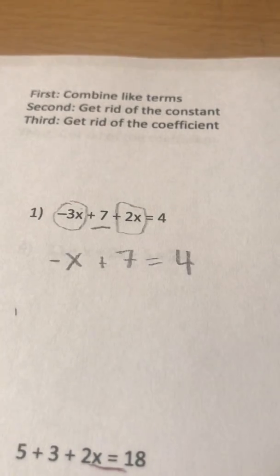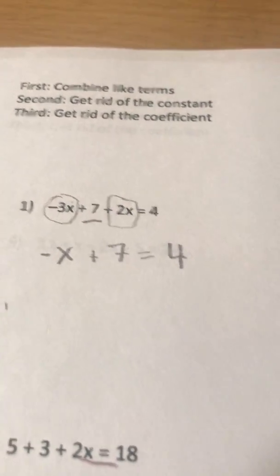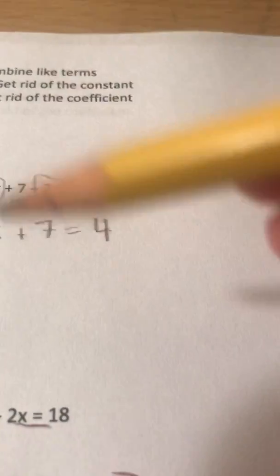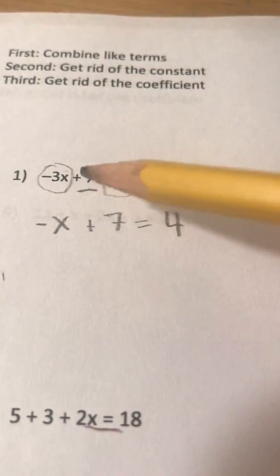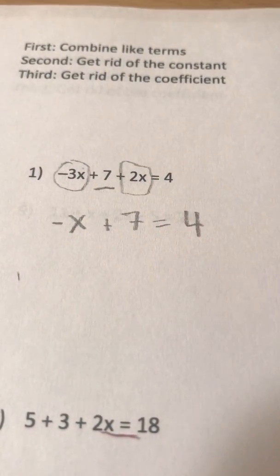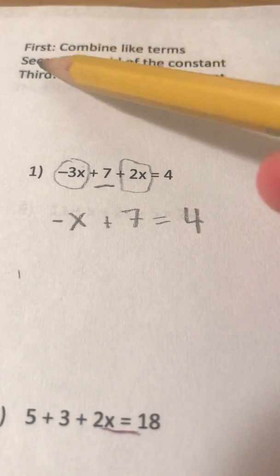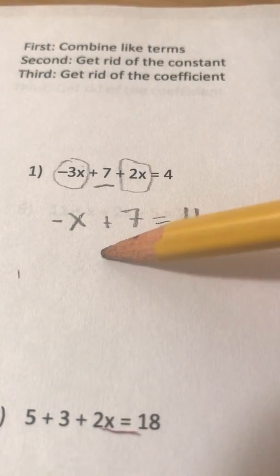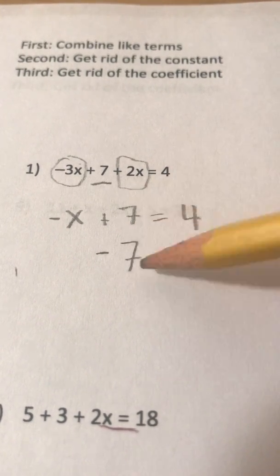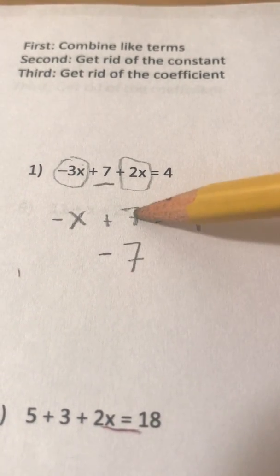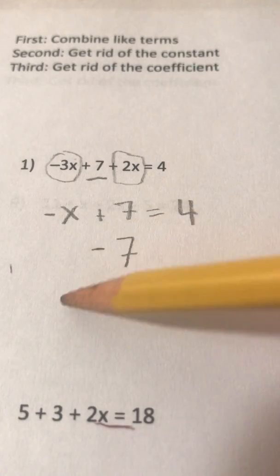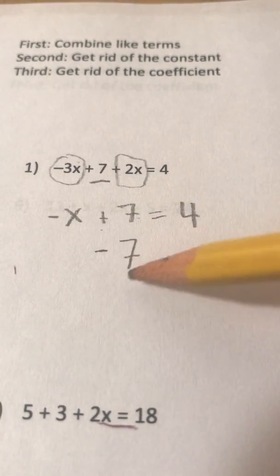It's something that is recognizable. It's something that we know how to work with. So first we just combine like terms. Now we could solve it like a two-step equation. So first, we combine like terms. Second, we need to get rid of this constant. That constant is that number right there. So it's plus 7, so we're going to minus 7.